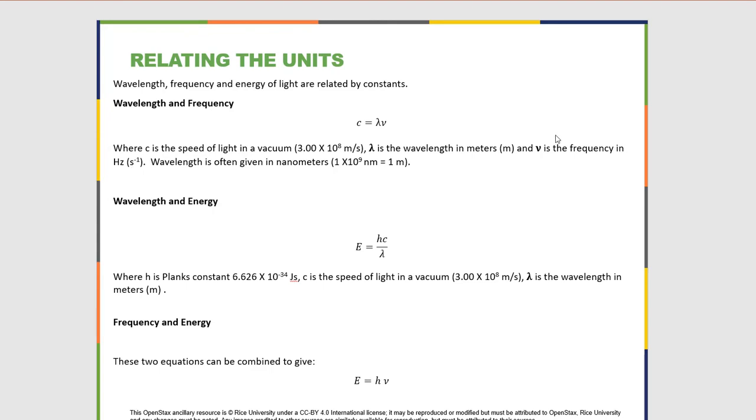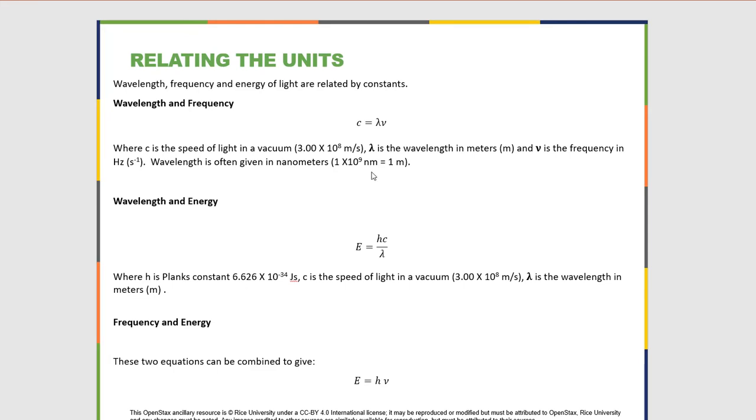And as we discussed before, since the speed of light is a constant, if the wavelength is long, the frequency is low. If the wavelength is short, the frequency is high, because more crests will cross your path if you have a shorter wavelength.